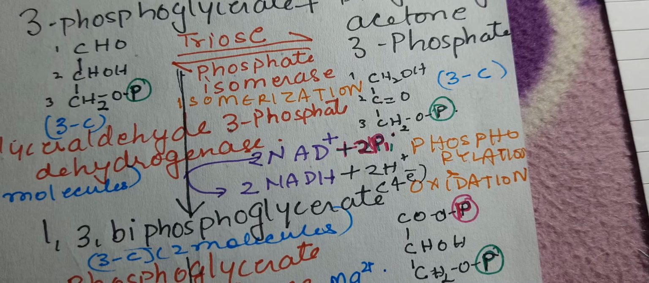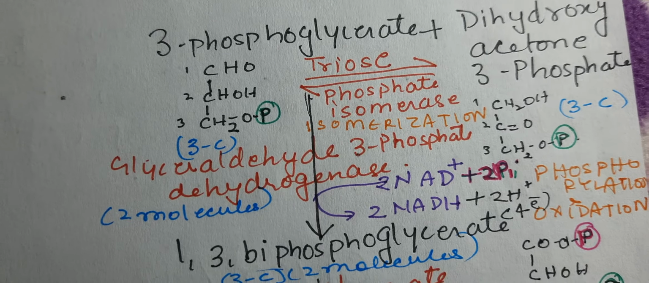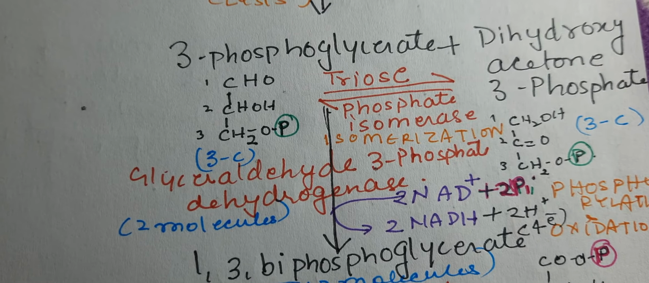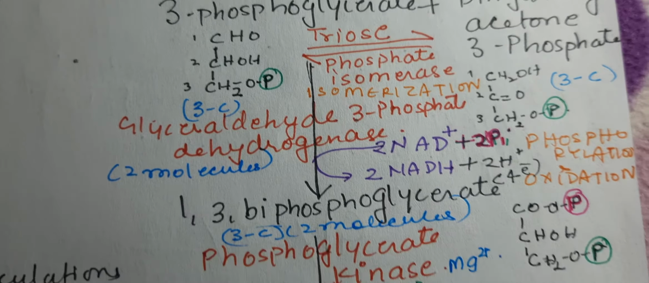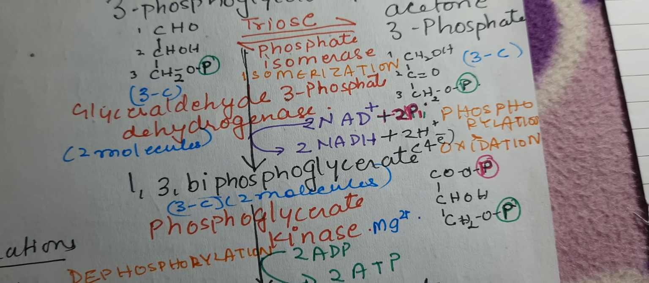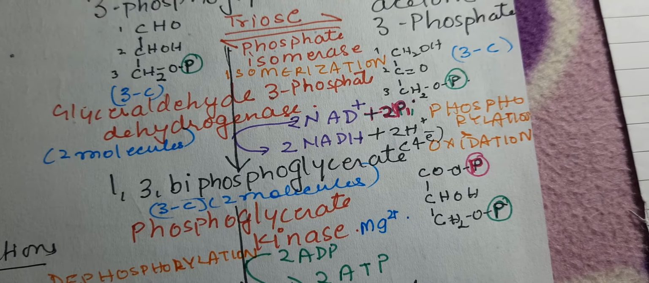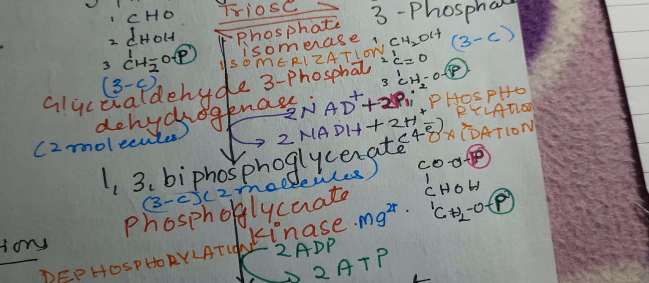into NADH plus H. Now why 2 molecules? Because here we are working with the 2 molecules of glyceraldehyde 3 phosphate. So everywhere there will be double the things being used up, okay. Now this reaction is phosphorylation and oxidation.